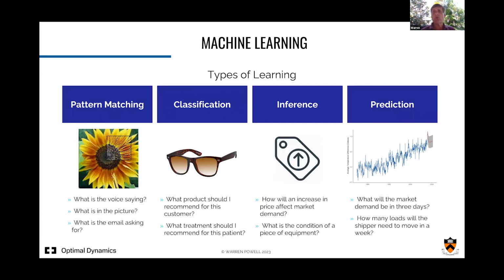Machine learning comes in 4 broad categories. Pattern matching is this picture of a flower. Classification, what product should I offer this customer on the internet? Inference, how will an increase in price affect market demand, or what is the condition of a piece of equipment? Probably a lot of the data mining society lives here. And then good old-fashioned prediction. Here's history. What do I think is going to happen in the future?